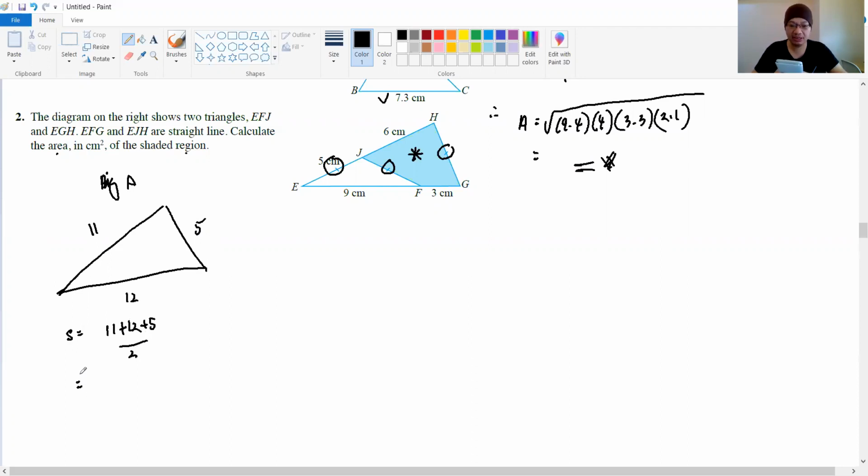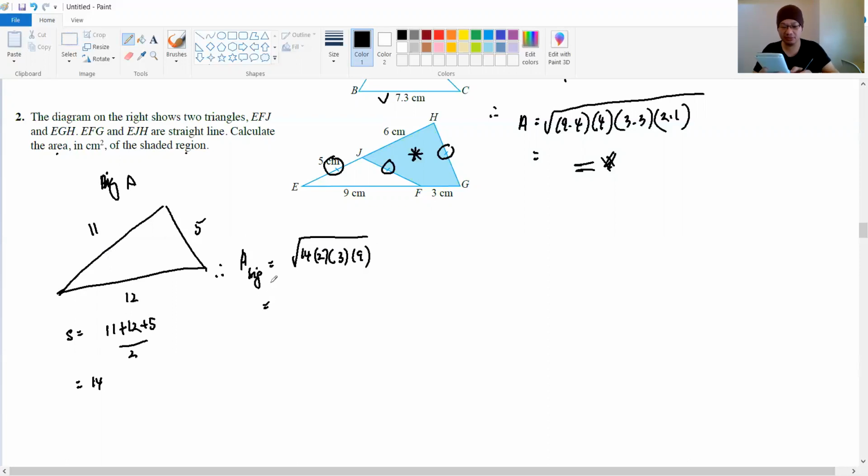11 plus 12 plus 5 divided by 2. Then you are supposed to get 14 here. Therefore, your area for B will be square root 14. The second bracket, 14 minus 12, 2. 14 minus 11, 3. 14 minus 5, 9.